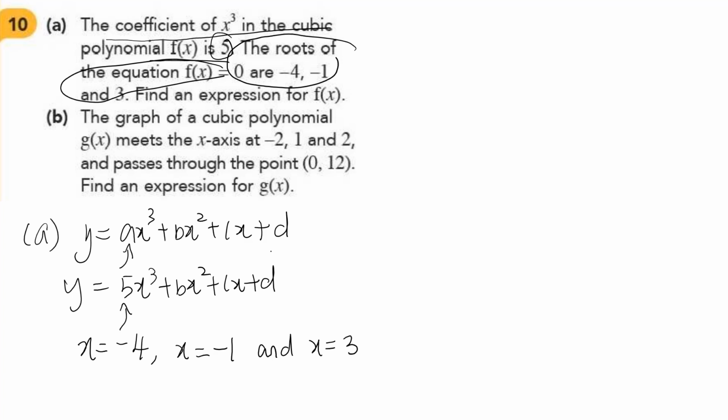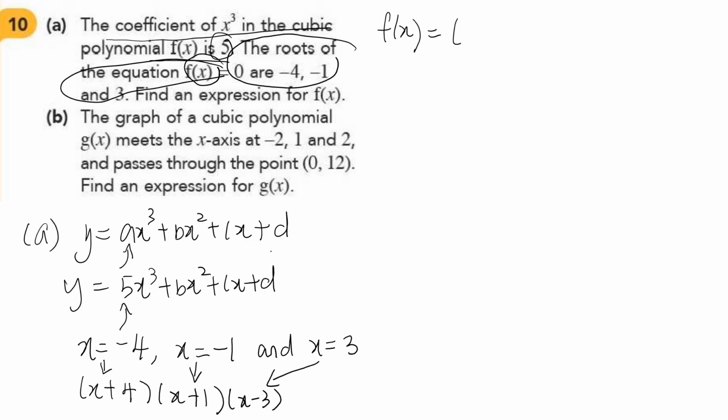We're going to work backwards, convert all these roots into linear factors. So here the linear factor will be x plus 4. This one will be x plus 1. And this one will be x minus 3. Right. So they want us to call this polynomial f of x. So therefore, f of x, so far, our understanding is it must be x plus 4, x plus 1, and x minus 3, right?